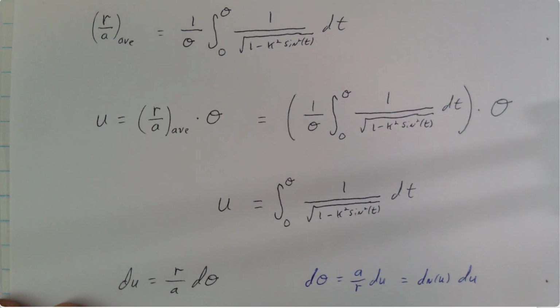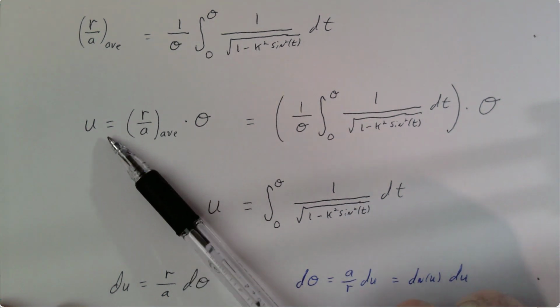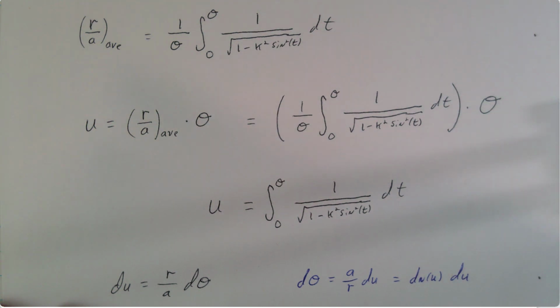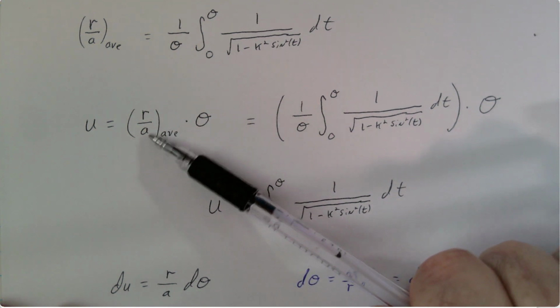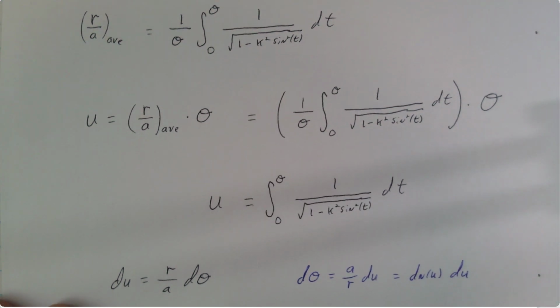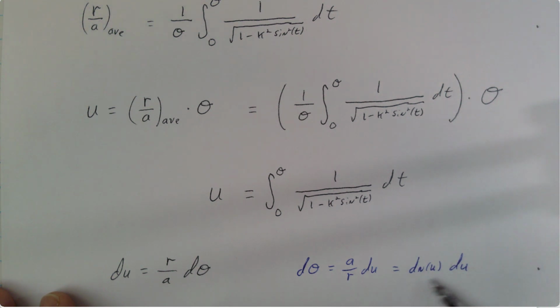So that's the way I like to think of u. That's the best way I could think of it. It's the average of r in units of the minor axis times theta, or phi. Maybe I should have used phi here. And then of course if you take du, it's r over a d theta still.